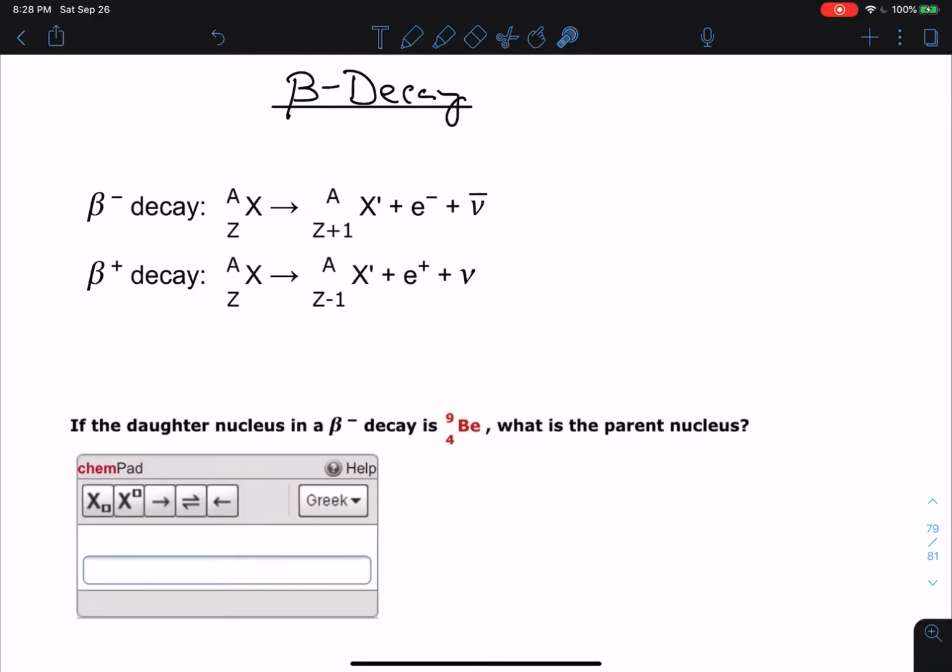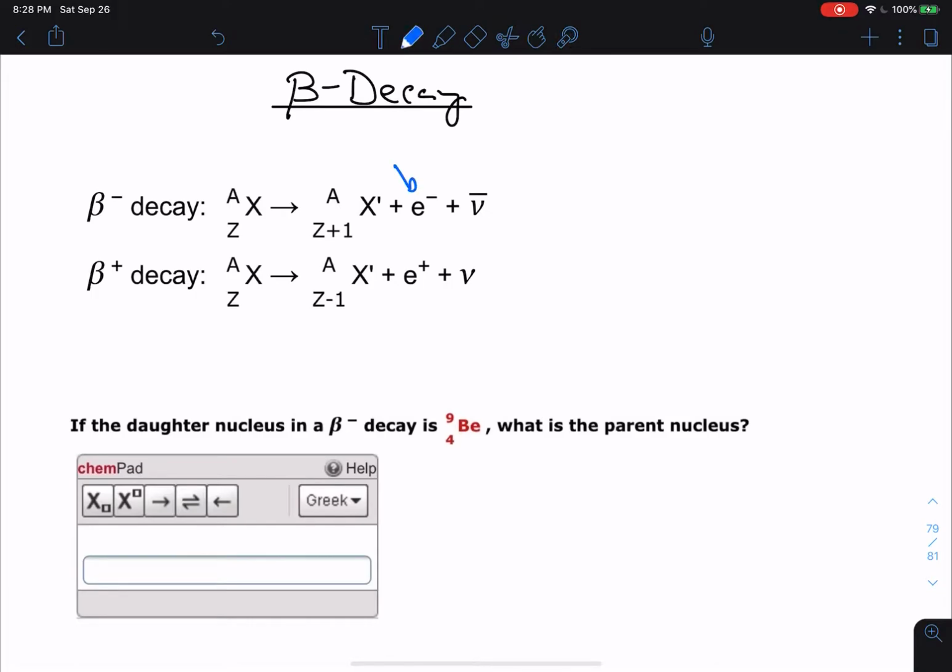The first thing you should know about beta decay is that there are two different types. There's what is known as beta minus decay and beta plus decay. In beta minus decay, the nucleus gains a proton, but the total number of nucleons stays the same, which means it loses a neutron. And as a result, an electron is emitted.